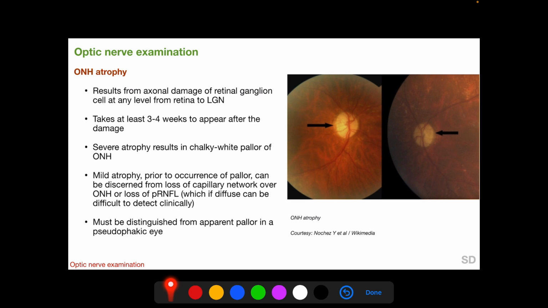Severe atrophy results in chalky white pallor of the optic nerve head, whereas mild atrophy prior to actual occurrence of pallor can be discerned from loss of capillary network over the optic nerve head or loss of the peripheral retinal nerve fiber layer. However, if the loss of the peripheral retinal nerve fiber layer is diffuse, it can be difficult to detect clinically. Now, in a patient who is pseudophakic in one eye, the optic nerve head may appear pale in the pseudophakic eye, and that should be distinguished from actual pallor.